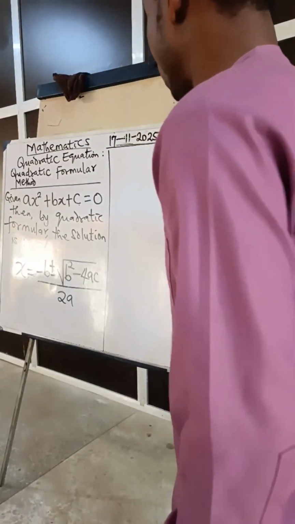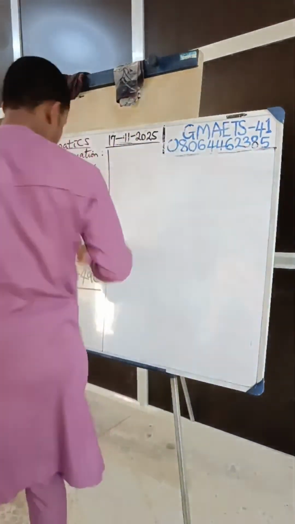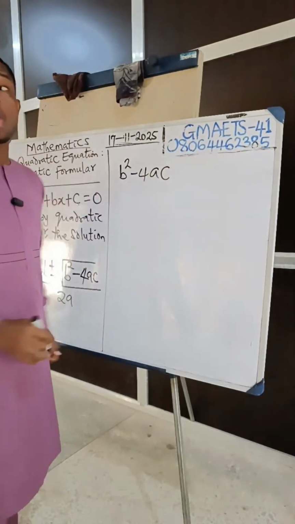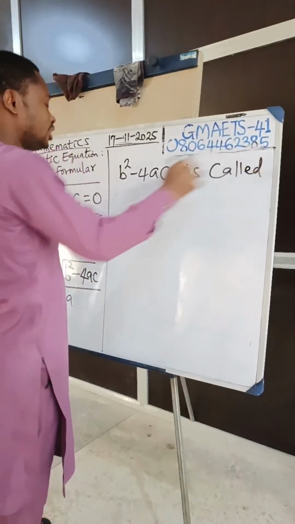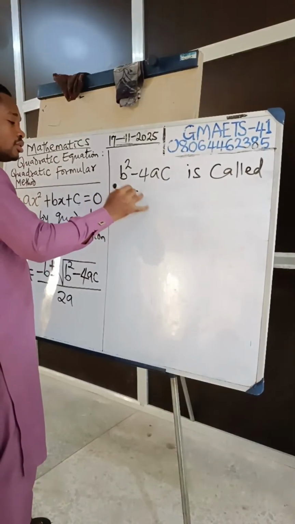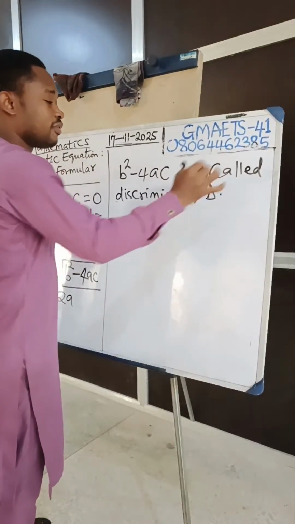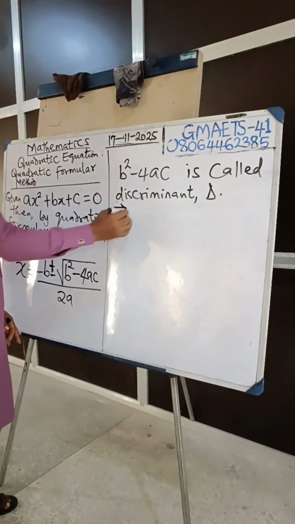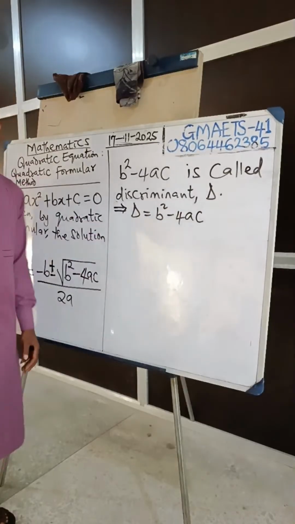Note. The term b squared minus 4ac is called discriminant. It's called discriminant. I will use capital D for it. So it implies that D, the discriminant, is equal to b squared minus 4ac.